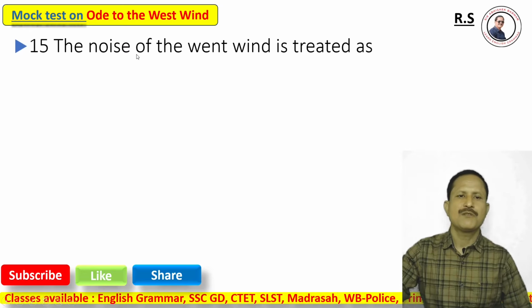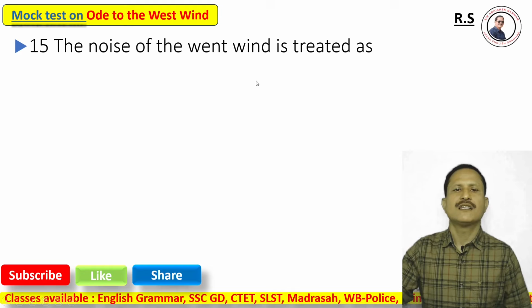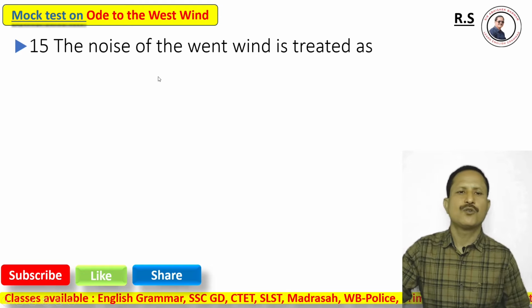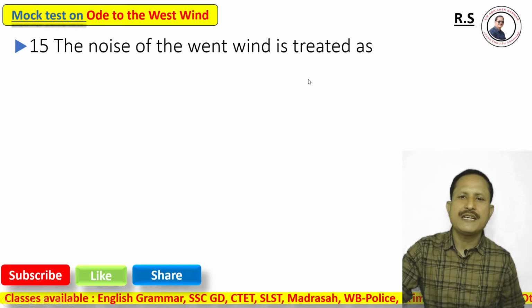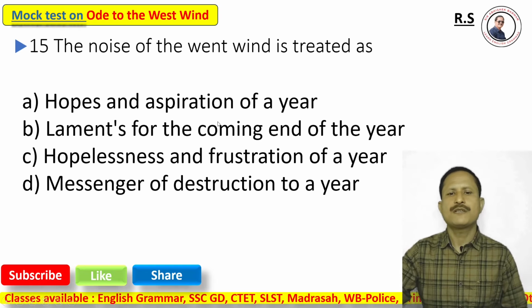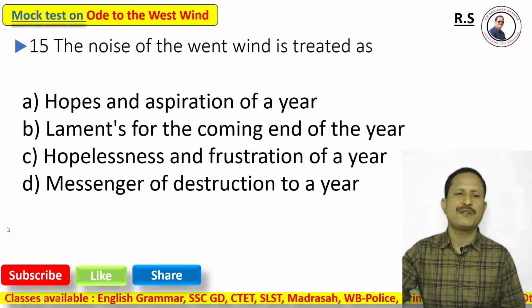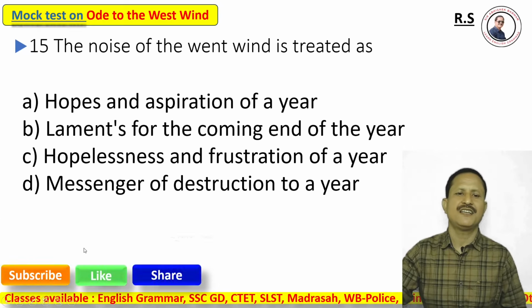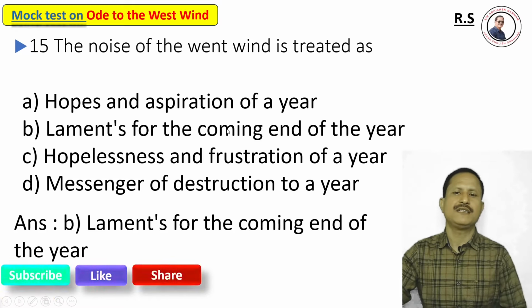Now, question number 15. The noise of the wind, it should be wind also. Wind is wrongly misprinted. So the correct sentence is, the noise of the wind is treated as. Option A, hopes and aspiration of a year. Option B, laments for the coming end of the year. Option C, hopelessness and frustration of a year. Option D, messenger of distraction to a year. The correct answer is option B, laments for the coming end of the year.